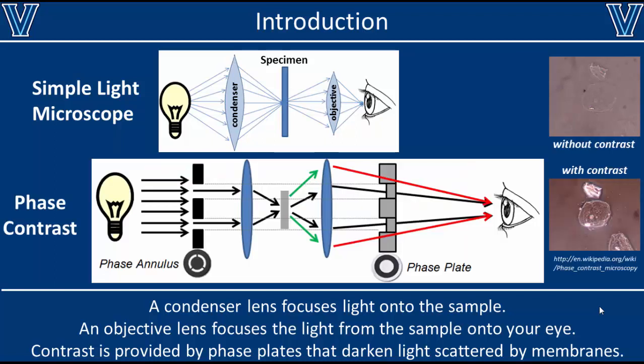Therefore, most simple light microscopes are upgraded with 2 pieces, a phase annulus and a phase plate. These 2 pieces work together to cancel out any light that passes through biological samples. The end effect is that any light that passes through the cell membrane is actually canceled out and appears as a dark line. This provides contrast that allows you to differentiate the cell from the rest of the surrounding environment. For example, you can see here on the right, the image on the bottom is much clearer and easier to see than the one on the top.